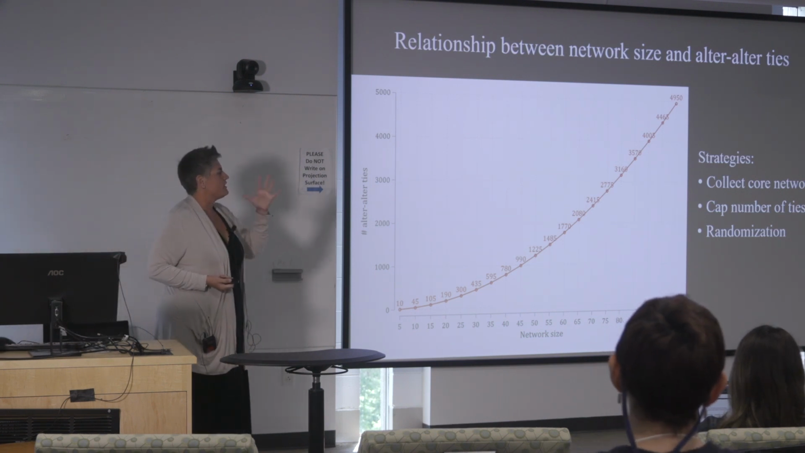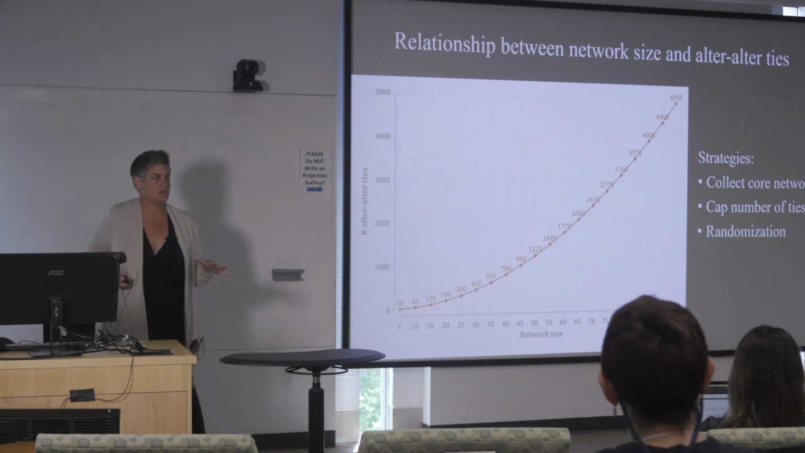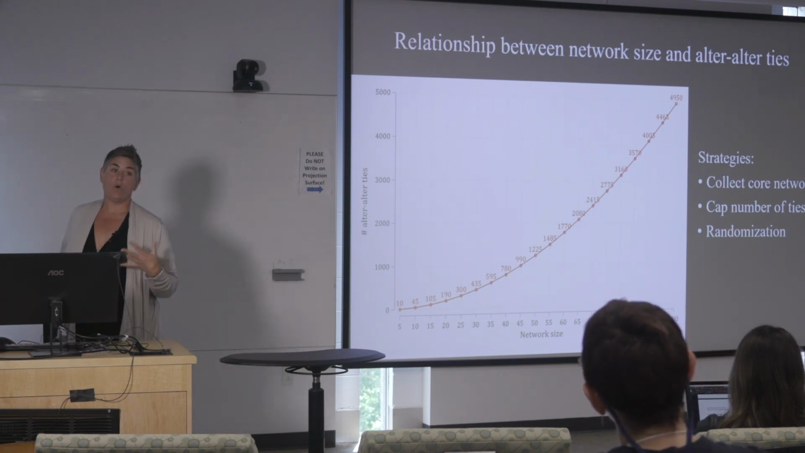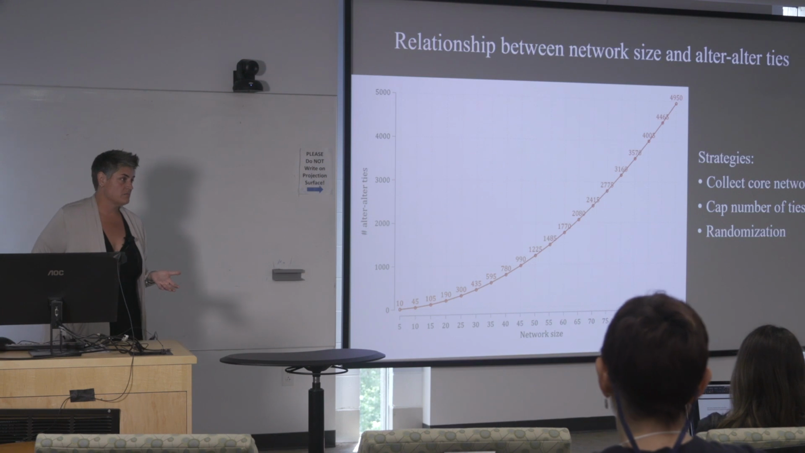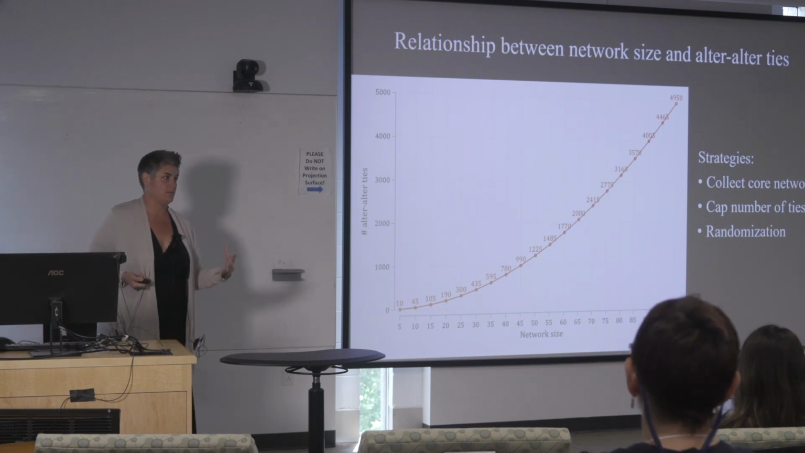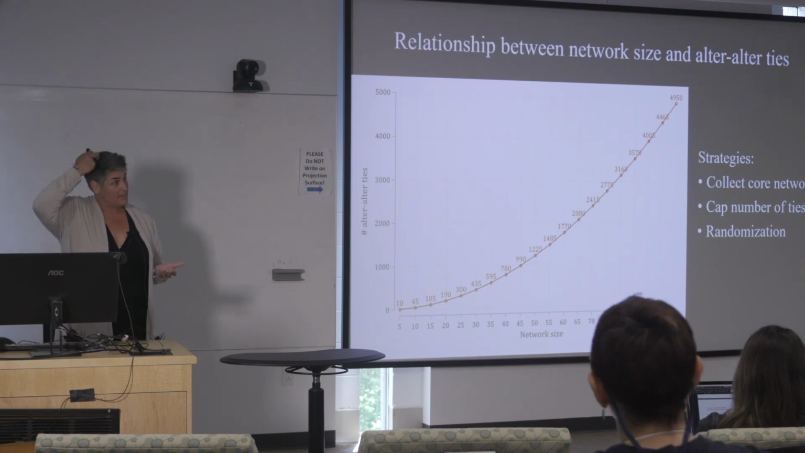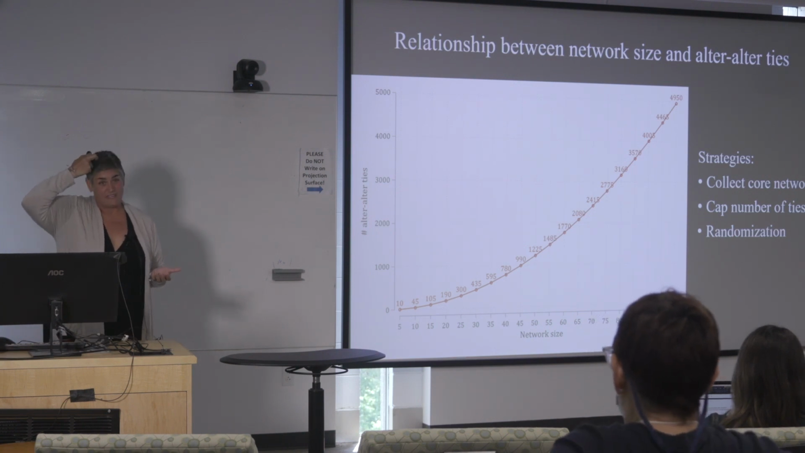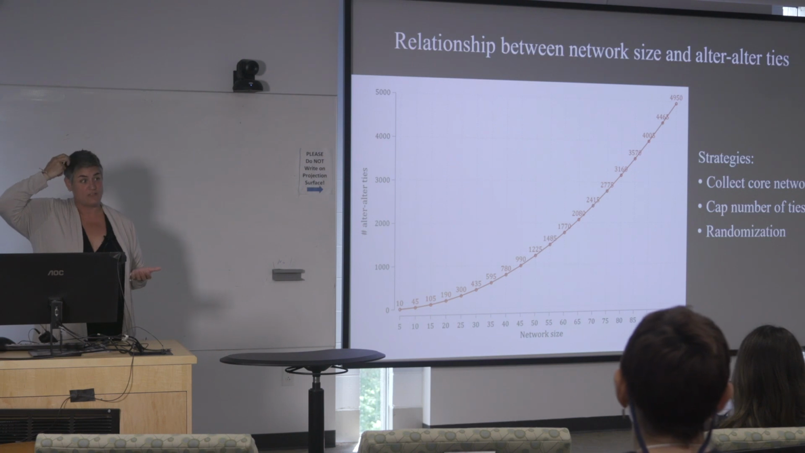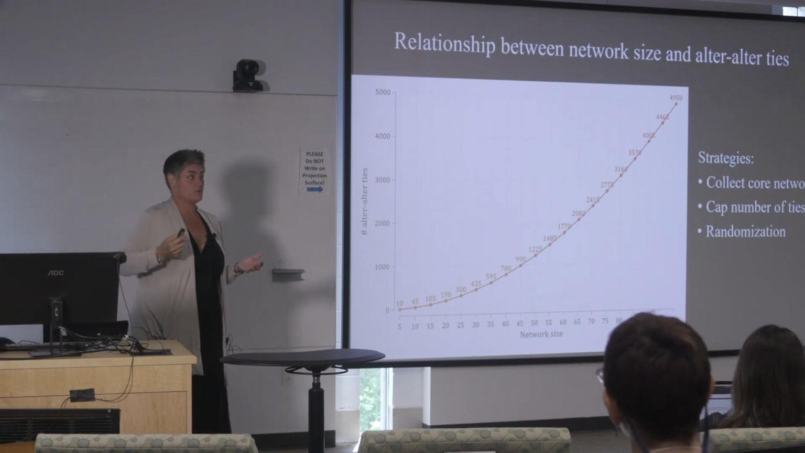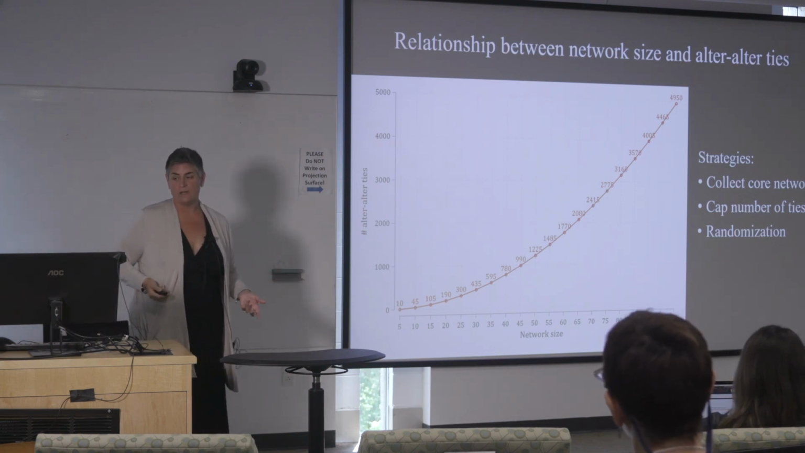So there are a variety of strategies you can use to try to reduce respondent burden. You can only collect information about core networks, which is sort of what we did in the pilot because we had a limited amount of time. And that's fine if what you're interested in is social bonding, because it turns out those measures don't differ much, since they're based largely on what's happening in the core.